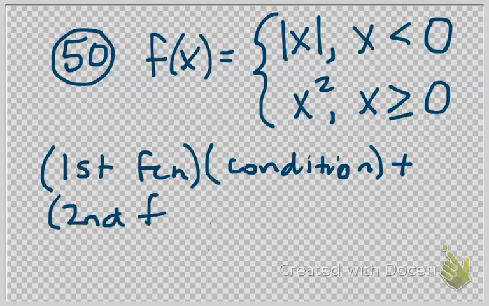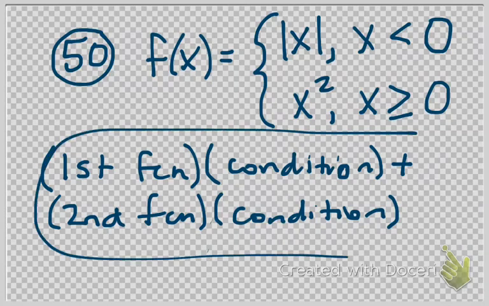And then you'll have the second function, and same syntax, so you'll have the second function in parentheses and then the next condition for that one in parentheses. This example shows 2 pieces, but this same pattern would be continued if you wanted to do 3 or more pieces on your TI-83 or 84. But here we go, step by step, how to get all of this in your calculator.